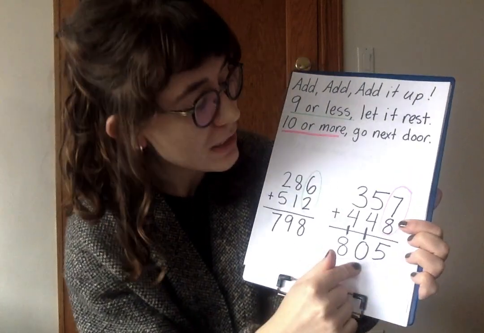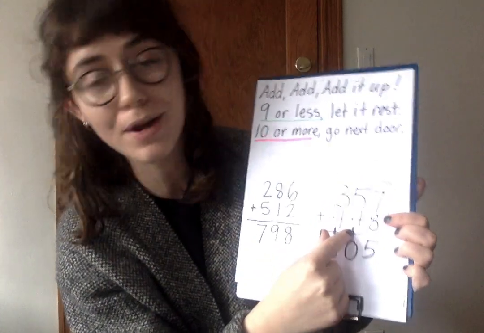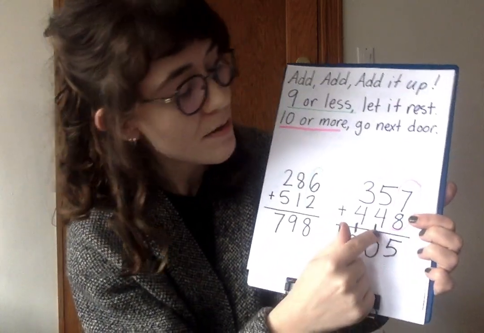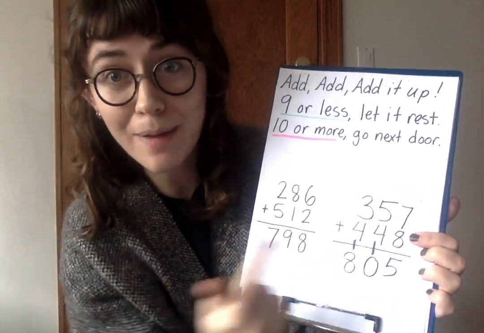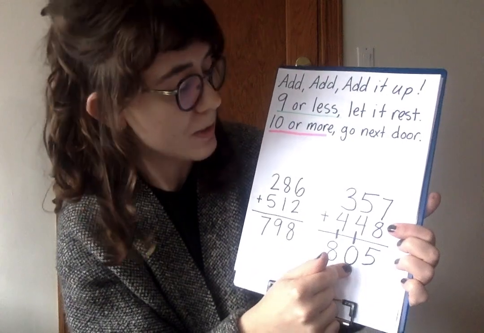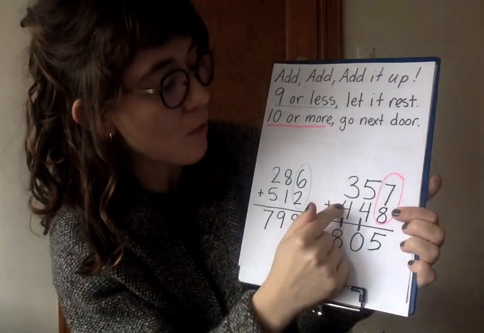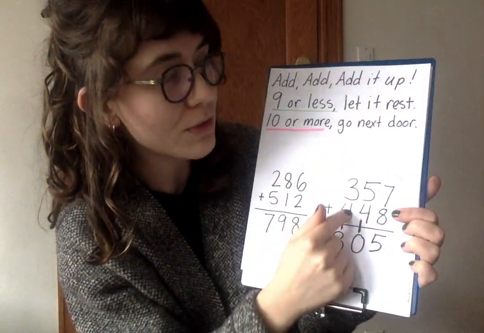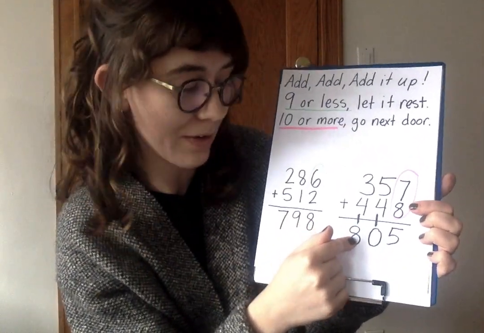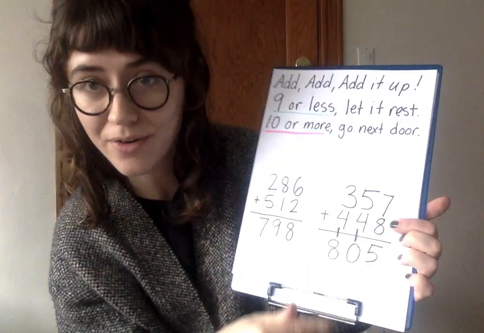So when I look at my tens place, I'm adding 5 tens plus 4 tens, but I don't want to forget about that extra 1 10 down here. 5 plus 4 is 9 plus 1 more is 10. So that means I've got another sneaky 10. I need to move that over here and write it just like this. So now I've got 300s, 400s, plus 100. 3 plus 4 is 7, plus 1 more is 8. So I've got 800s. So 357 plus 448 is 805.